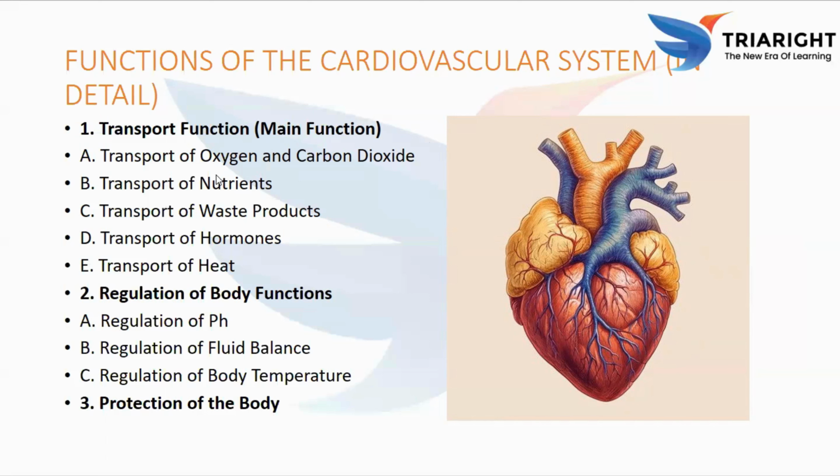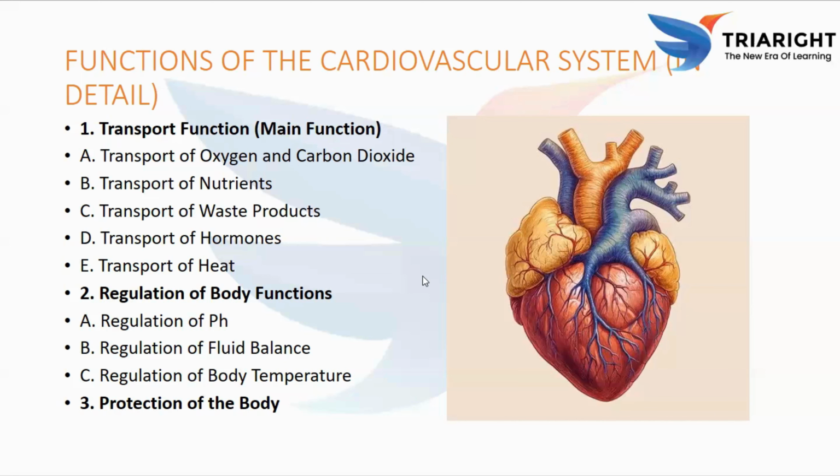And B, transport of nutrients. It carries nutrients from the digestive tract to body cells. And C, transport of waste products. It removes the metabolic waste like hormonal waste or food waste to kidneys, liver, skin for excretion. And D, transport of hormones. This carries the hormones from endocrine glands to the target organs. And E, it's a transport of heat. It helps in body temperature regulation. So blood flow increases to skin to lose the heat or decreases to conserve the heat. So this is about the transport function.